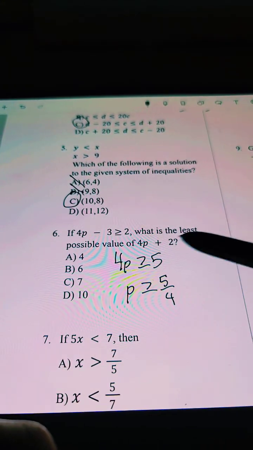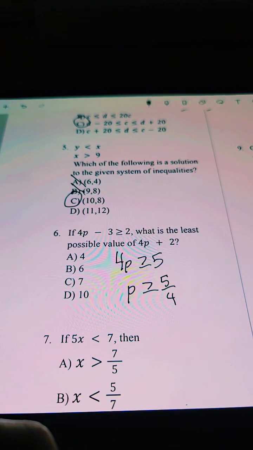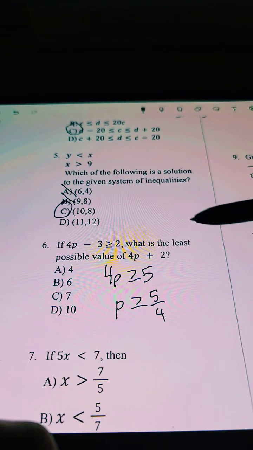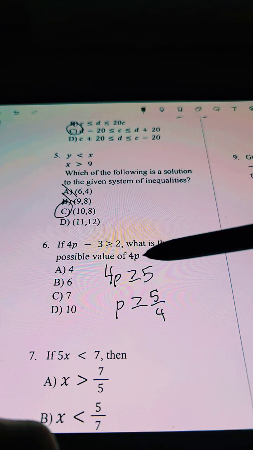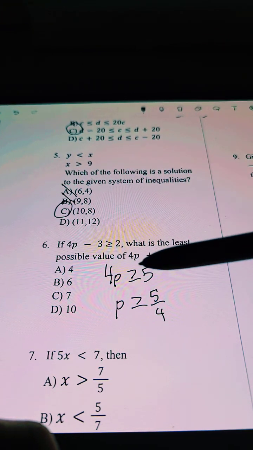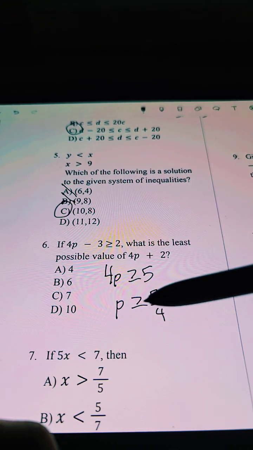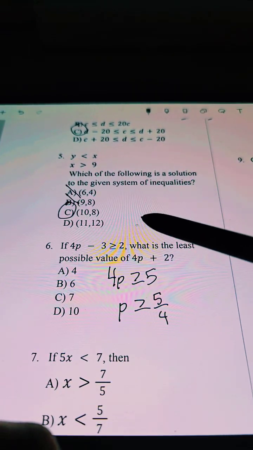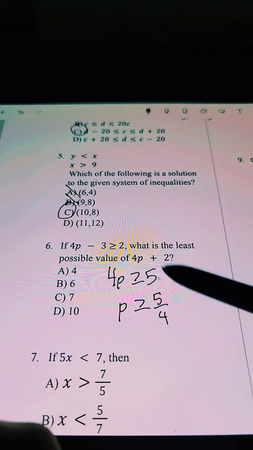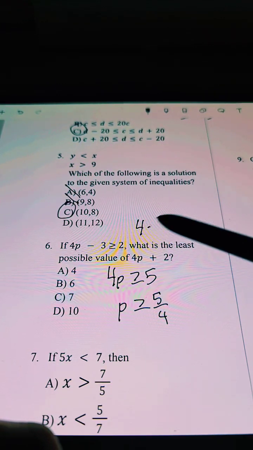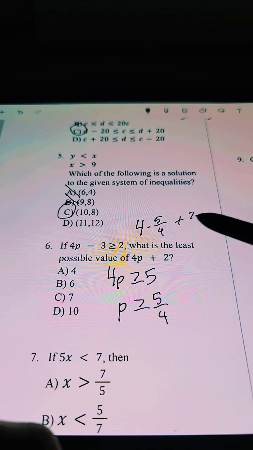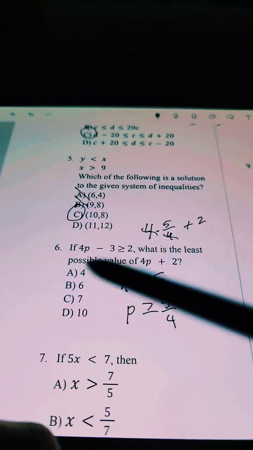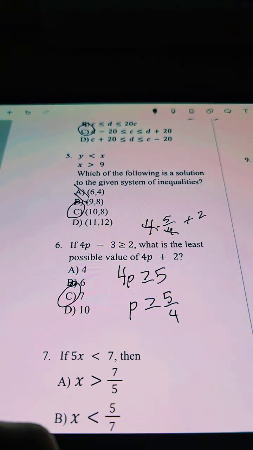And I want the least possible value, the lowest possible value I can get for 4 times p plus 2. Well, to get the lowest thing possible for 4p plus 2, I have to be using the lowest p possible. The lowest p possible would be that it's equal to 5/4, because after that it just goes up. So I would just have to do 4 times 5/4 plus 2, cross cancel those out to 1. It's just 5 plus 2 is 7. So the answer would be C.